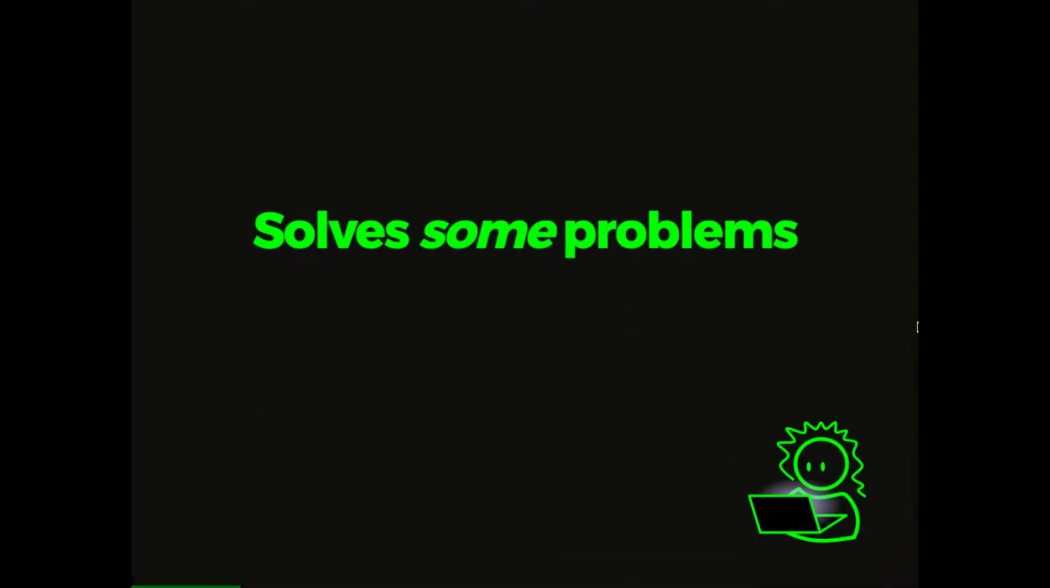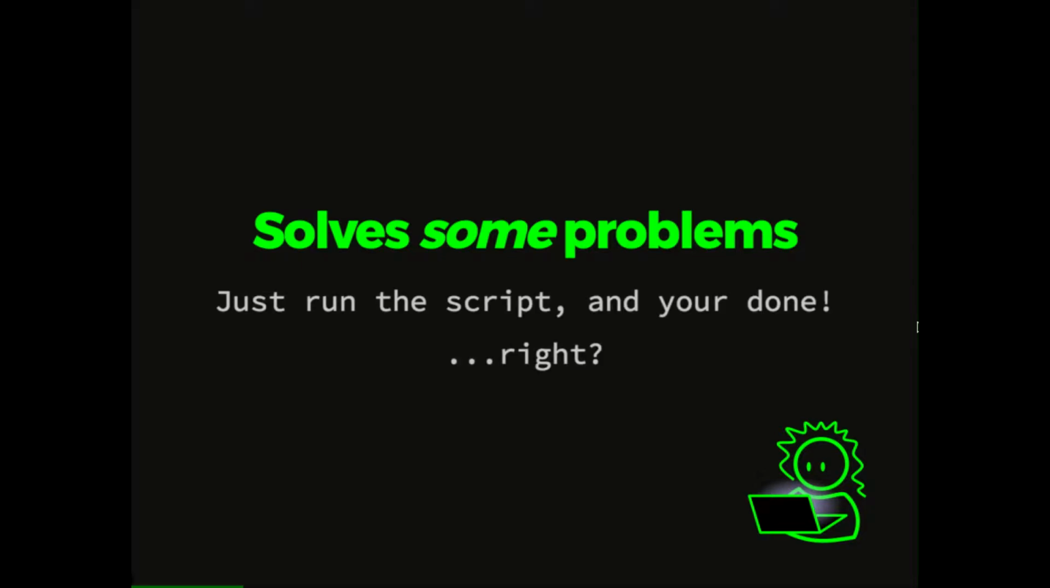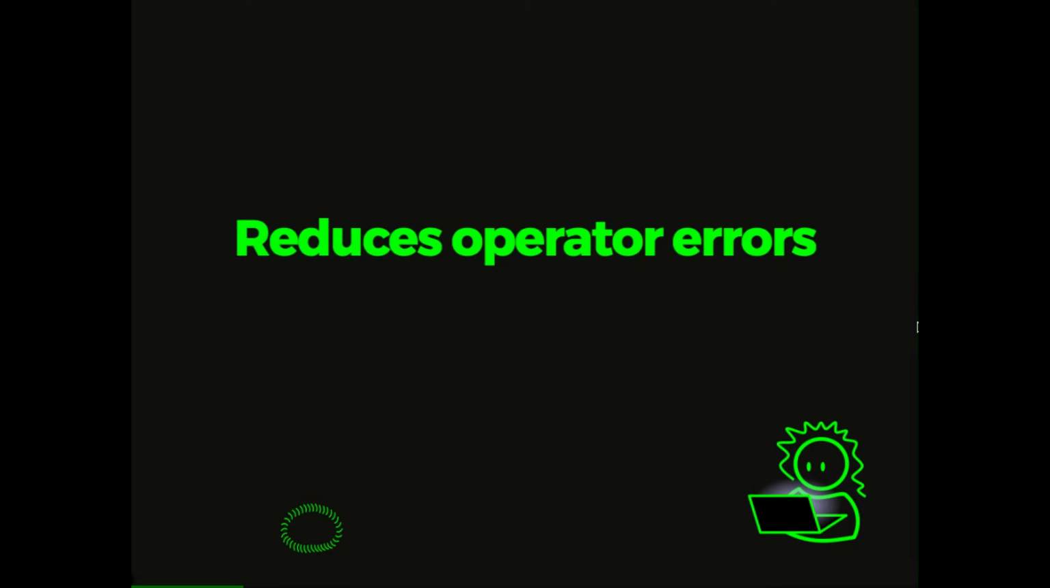Well, this solves some of your problems. I mean, you didn't just run the script and you're done, right? Well, if you don't configure your script properly, it might skip steps. And it's like, okay, that gets a little complicated. Well, it reduces operator errors, though, right? It at least does that, because it runs all the steps the same each time. Well, I mean, it might have something that you do that sets a bit of state, and then if you don't have your script check for that state, now your script might fail and it gets complicated.